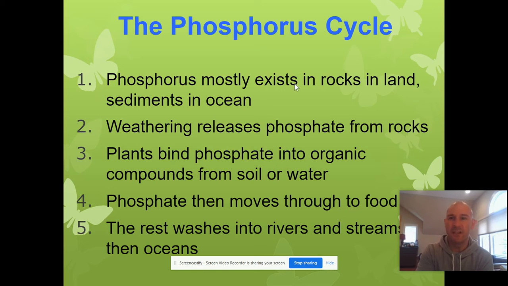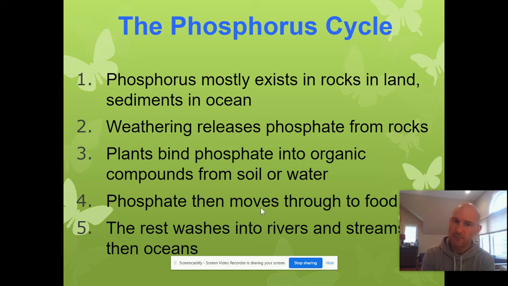So phosphorus exists in rocks on land, right? Sediments in the ocean. Erosion, weathering can release those phosphates from the rocks. Plants can absorb it once it's in the water or in soil. Once it's in plants, nice and easy. We get it through the food chain, just like everything else. And then as decomposition takes place, it gets moved back into sediments, into rocks, into oceans and streams. So again, the food chain plays a major role with how we get our phosphorus.